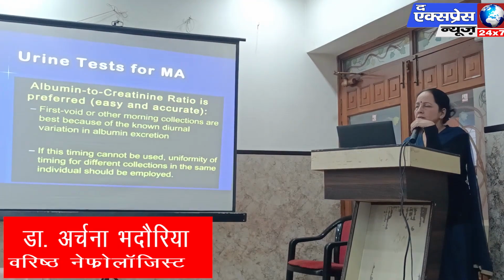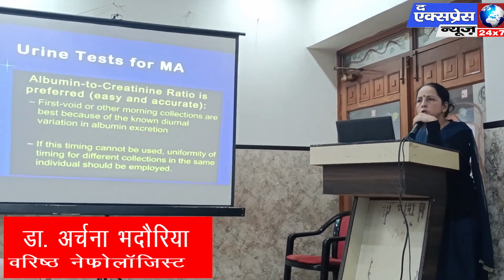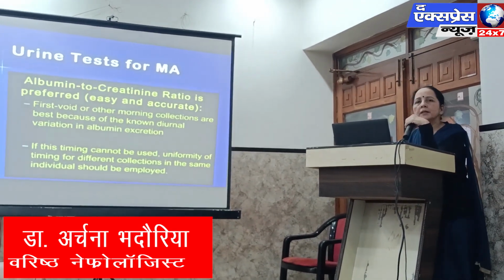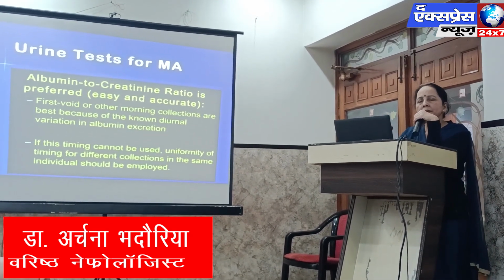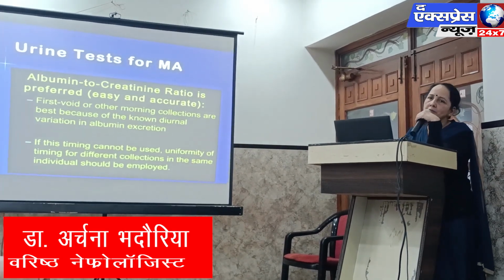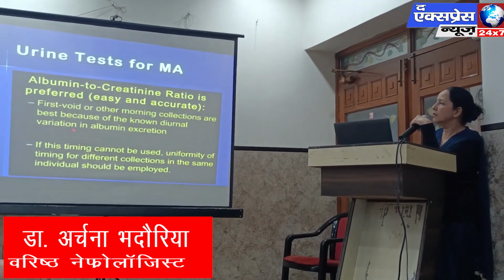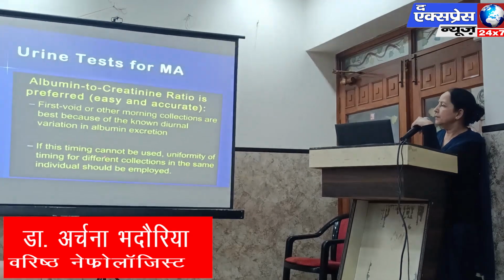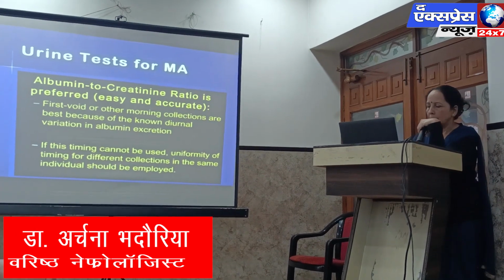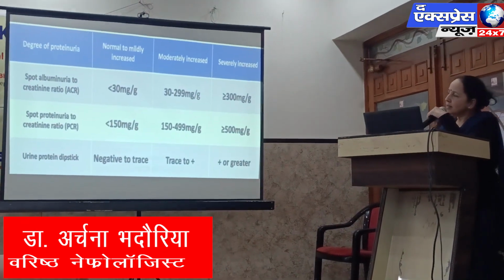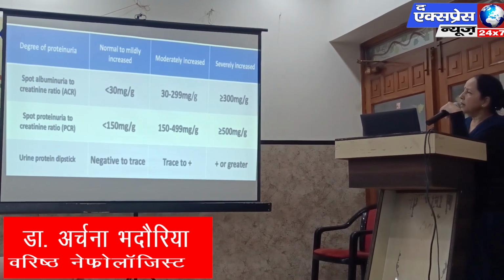So to overcome this, it has become very easy: albumin to creatinine ratio. Ideally it should be done in the first morning sample. But it can be done anytime in a day whenever the patient comes to us. And what we have to ensure is that next time when we are repeating, relatively the same time should be followed for giving the sample. So first void or other morning collections are best because of the known diurnal variation in albumin excretion. If this timing cannot be used, uniformity of timing for different collections in the same individual should be employed. So this is an important slide and it clarifies all our doubts. So spot albumin to creatinine ratio.